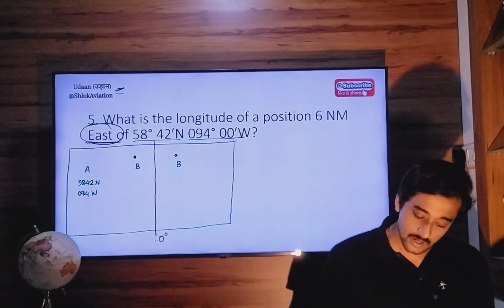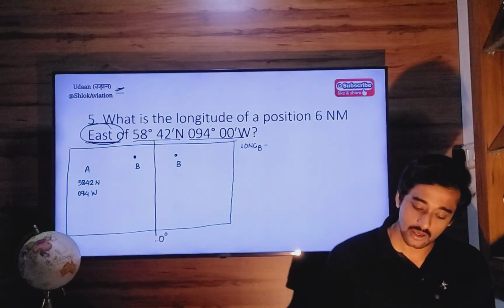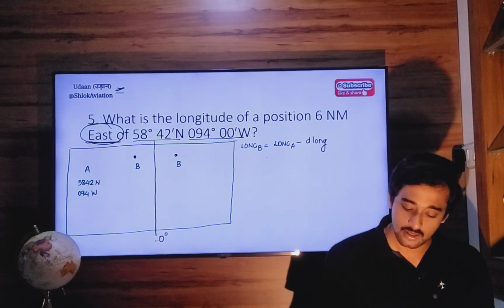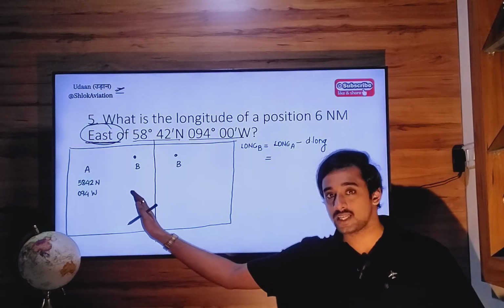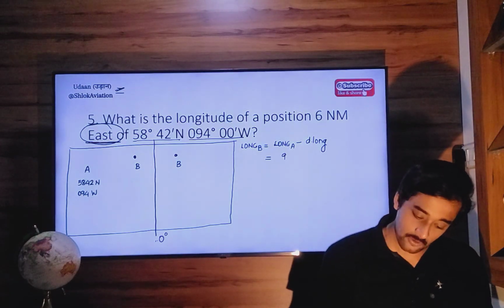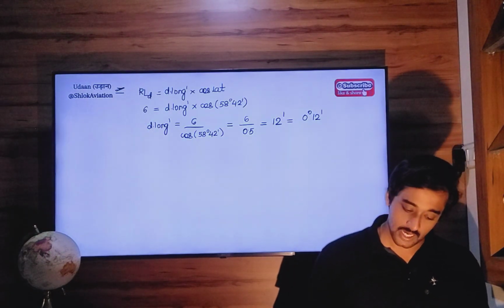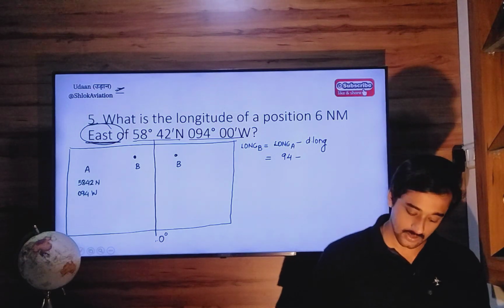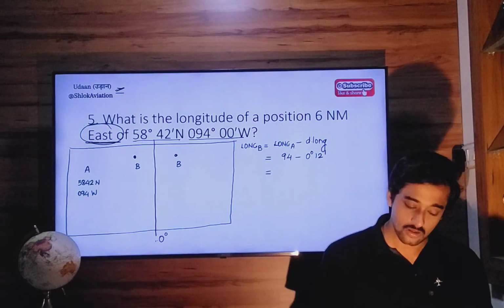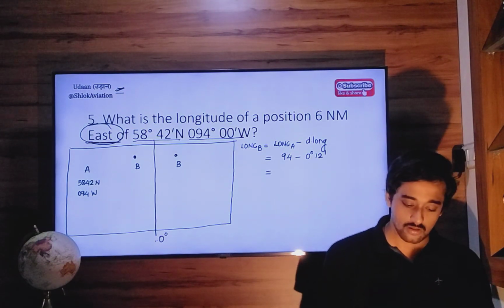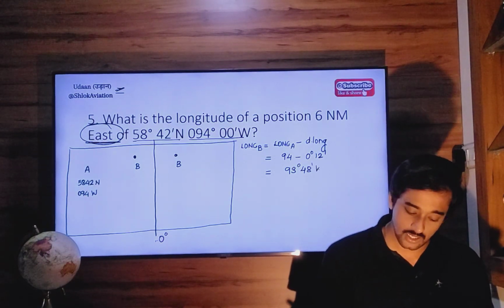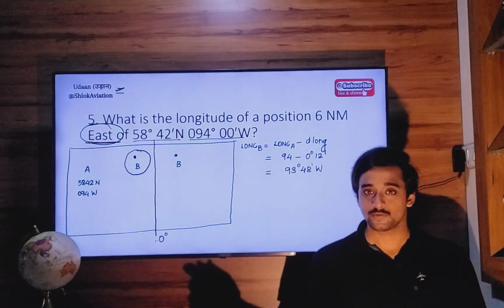What will be the longitude of Bravo? Longitude of Bravo is longitude of Alpha minus d long. Why subtraction? Because going in an easterly direction in the western hemisphere, the values of longitudes will decrease. So 94 west minus 0 degree 12 minutes. So 93 degree 48 minutes west is the position of Bravo. Okay.